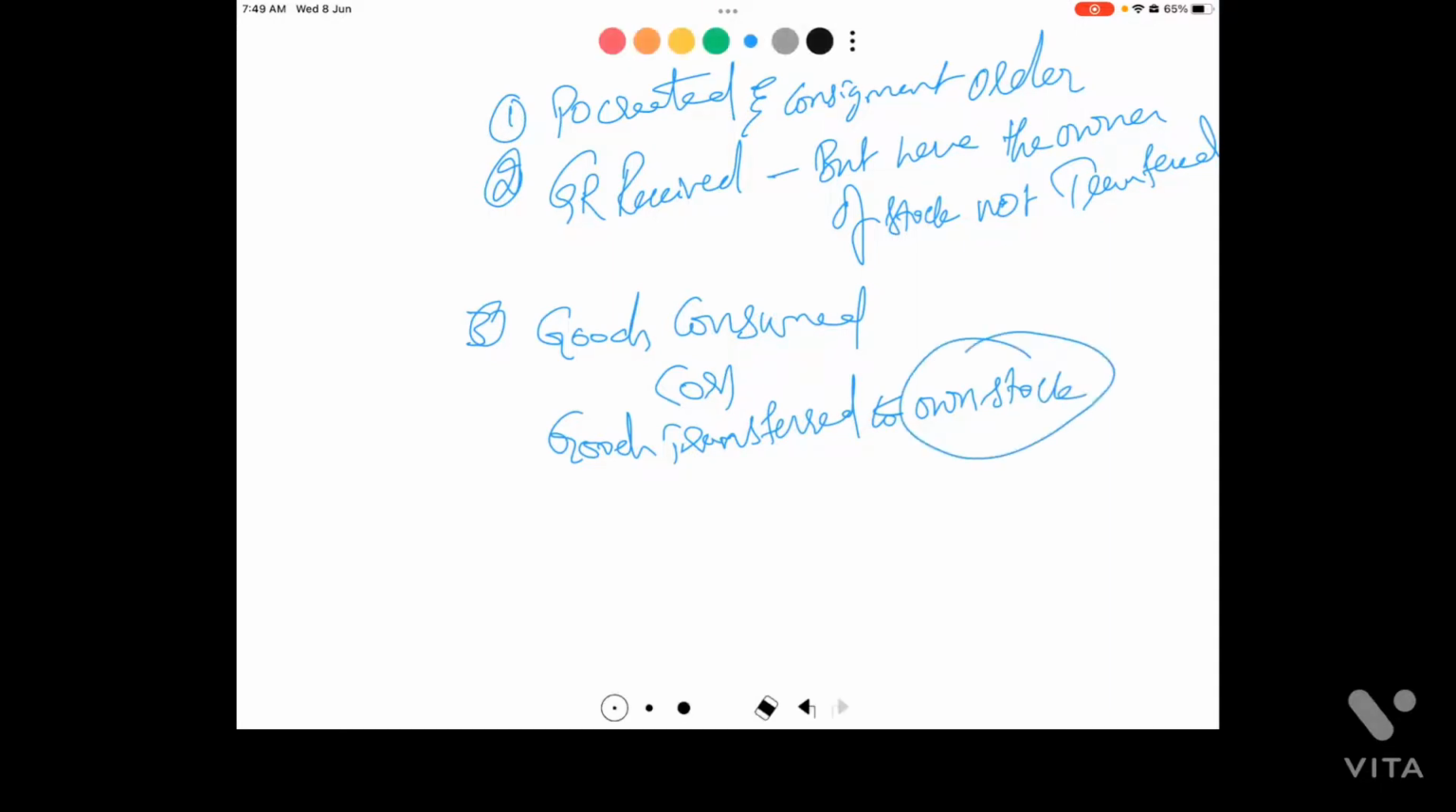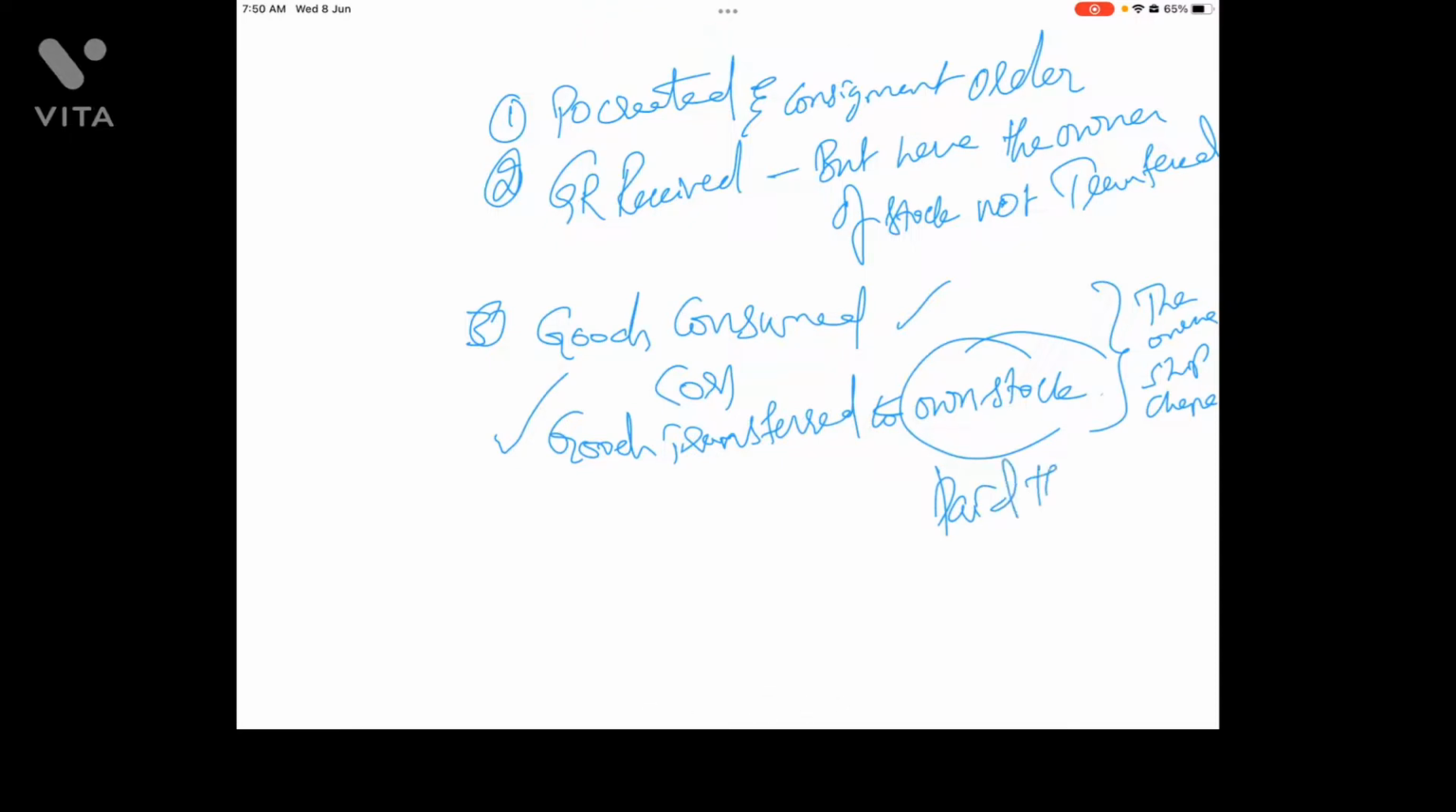So this is one, and the consumed. These two cases, the ownership will be changed. I am the owner for that when I consume the stock and transfer to own stock, and so you have to pay for this amount. Whatever you consume, whatever you transfer to goods, you pay this amount only.